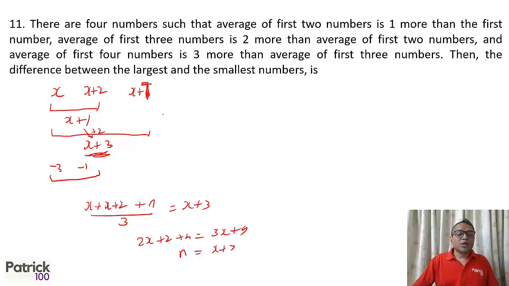Now once you get that, the average of the first 4 numbers is 3 more than the average of the first 3 numbers. So the average becomes x plus 6, which is 3 more than the average of the first 3 numbers.